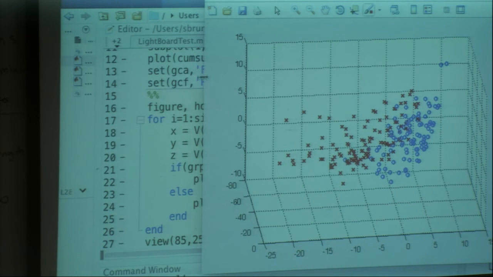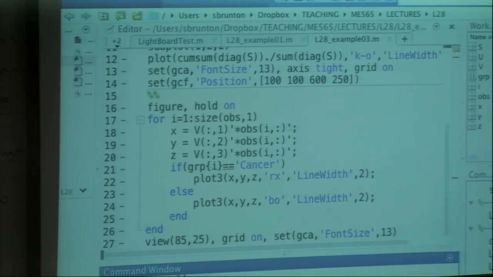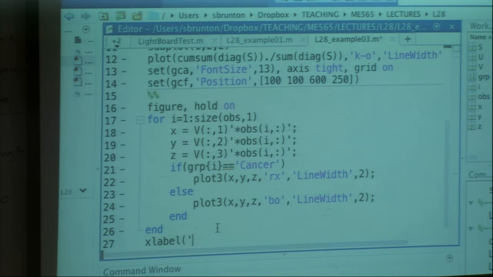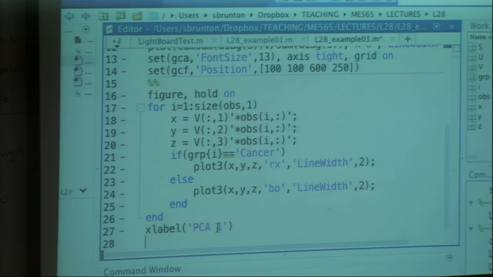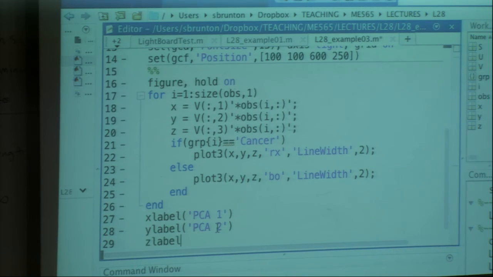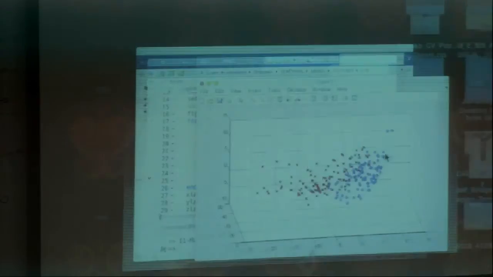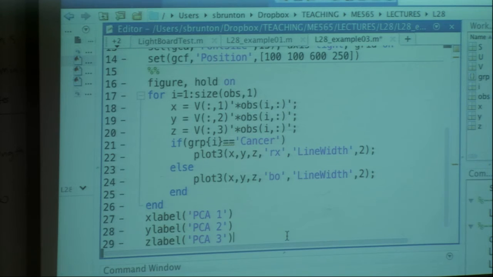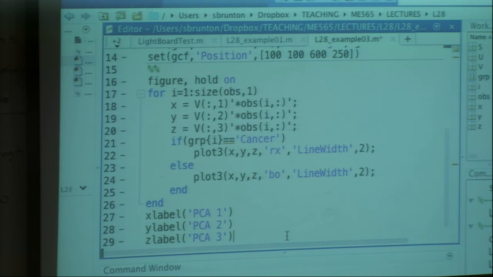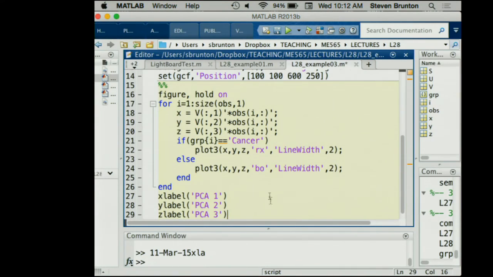Okay. I should probably label X. Let's try an X label. This is PCA1. Y label is PCA2. Z label is PCA3. And I should probably put a legend on too. It's very likely that the legend's going to bomb out. So cancer is red.